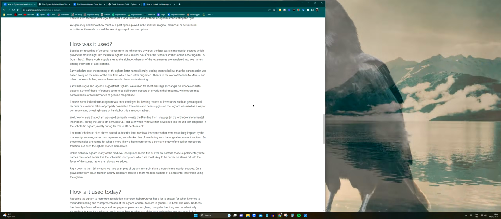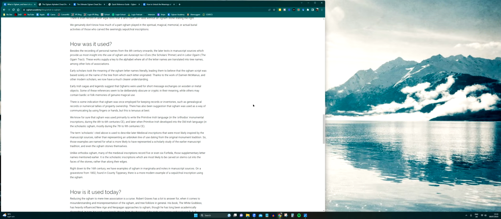Besides the recording of personal names from the 4th century onwards, the later texts in manuscript sources which provide us most insight into the use of Ogham are Auraicept na n-Éces, the Scholar's Primer, and In Lebor Ogaim, the Ogham Tract. These works supply a key to the alphabet where all of the letter names are translated into tree names, among other lists of associations. Now, just a point there, not all of the letter names have a direct meaning of a tree name. That is a common misconception. But we do have lists where they have tree or plant names associated with them.